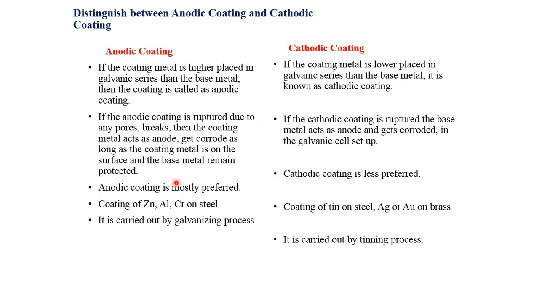So as mentioned in the earlier slide also, anodic coating is mostly preferred, and cathodic coating is the least preferred. Fourth point is coating of zinc, aluminum, chromium on steel are examples of anodic coating, but in cathodic coating, coating of tin on steel, silver are the examples. And anodic coating is carried out by the galvanizing process, while cathodic coating is carried out by the tinning process. So this is about the two types of metallic coating, anodic coating and cathodic coating.